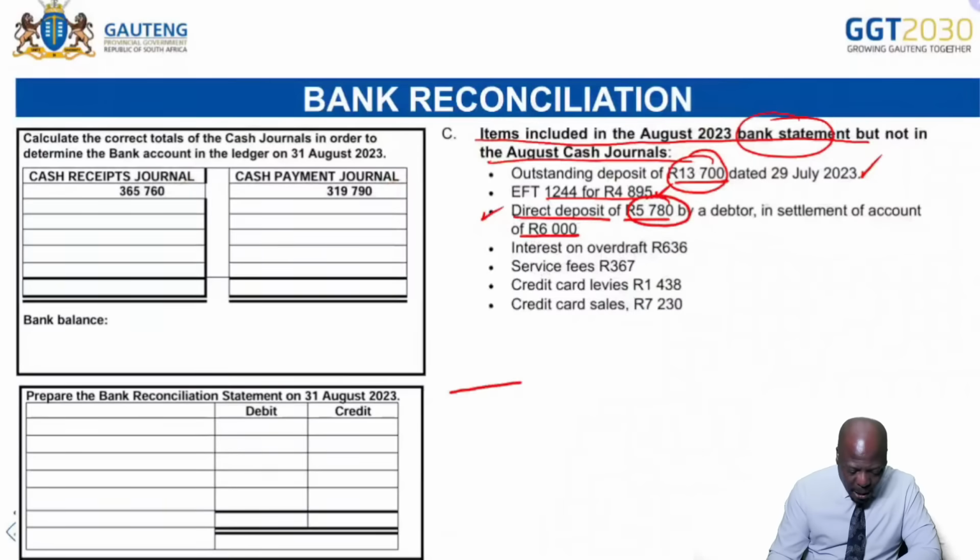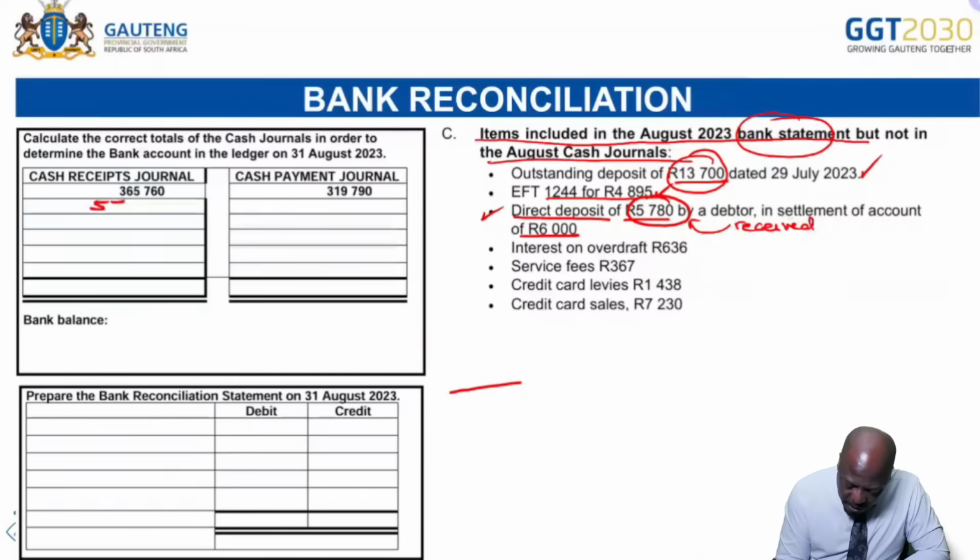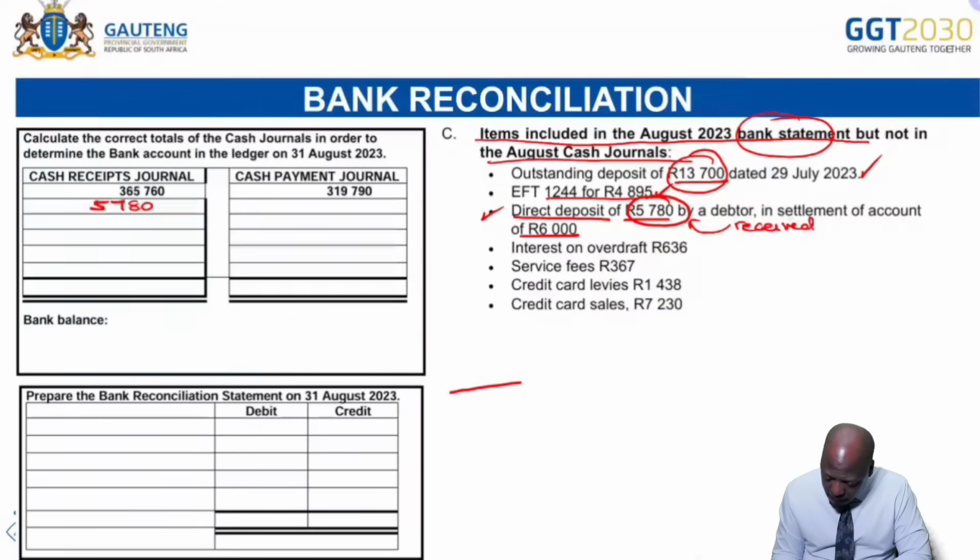We must record it in our journals. Do we record the 6,000 or the 5780? We record what we have received. And what we have received is 5780. That is what we record. Let's go on to the next one.